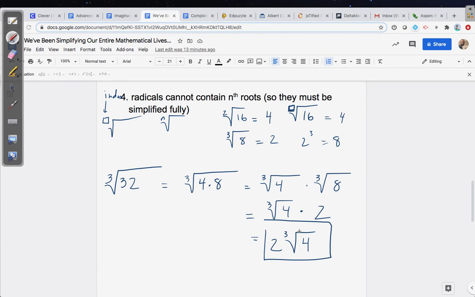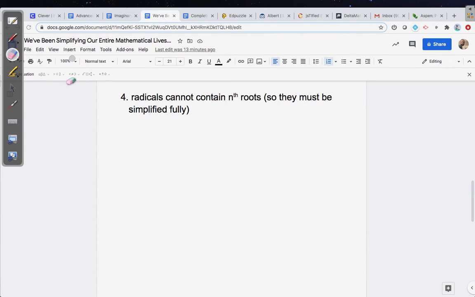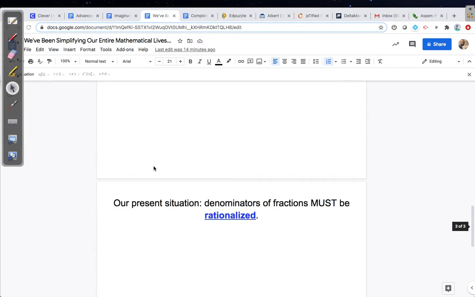What I have done is ensure that the radical, this value here, under the radical sign, is known as the radicand. But radical values or radical expressions cannot contain nth roots. There's no more perfect cube roots inside of 4 for me to exploit. And so, I hope I've made the point that I wanted to make, which is you've been simplifying expressions for the duration of your math career. That takes us to the present challenge right here.